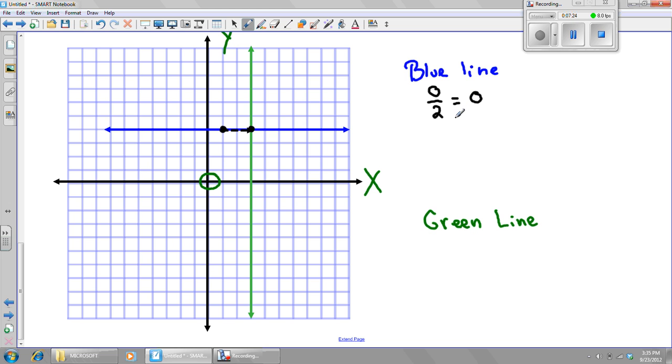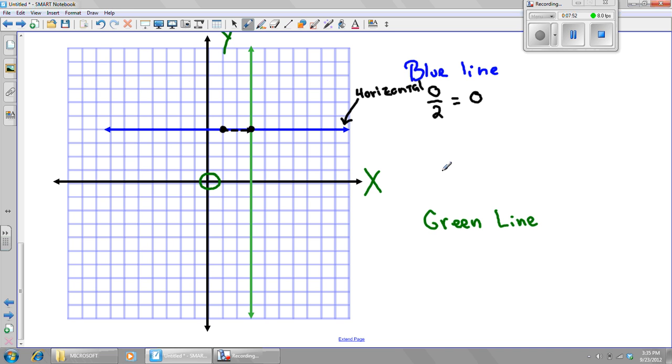And you can leave that as 0/2 or 0/1 if you like, or you can simplify all the way down to 0. So what kind of line is that? That's a horizontal line. And look at what kind of slope I got. I got a 0 slope. Notice 0 does not mean no. 0 slope would be a perfectly level table. Perfectly level.